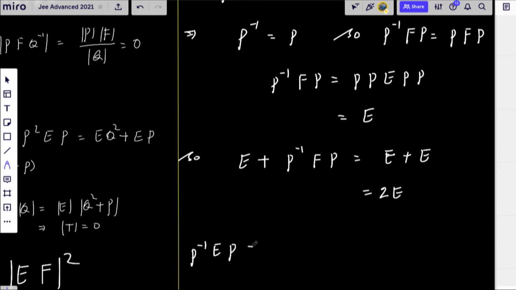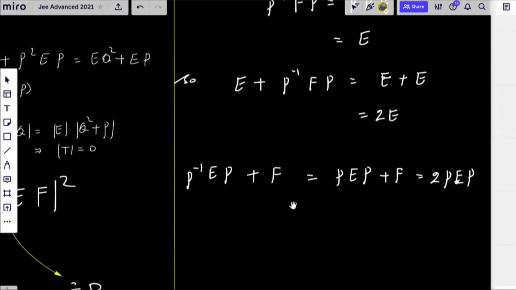P inverse of EP plus F is equal to PEP plus F, and that is equal to 2 PEP. Okay, so for F we can say PEP, and PEP is already present here, 2 PEP. So finally what we think about this one, that this is also 2 PEP, right?